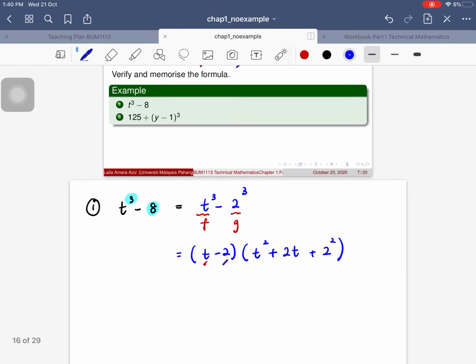Of course, in order to make it prettier, you can write it in the form of t squared plus 2t plus 4. And again, you always have to check. This one is already a linear factor, there's no problem with that. But the second factor is actually t to the power of 2, so let's check if that is reducible or irreducible.